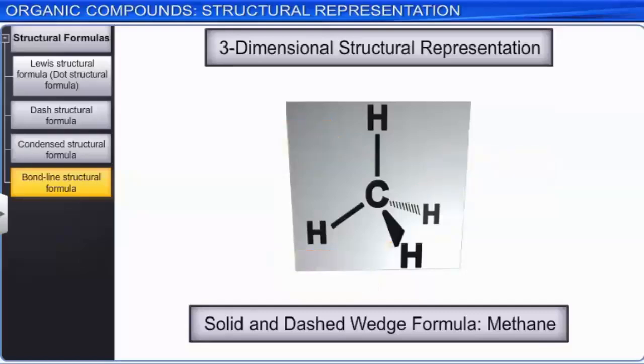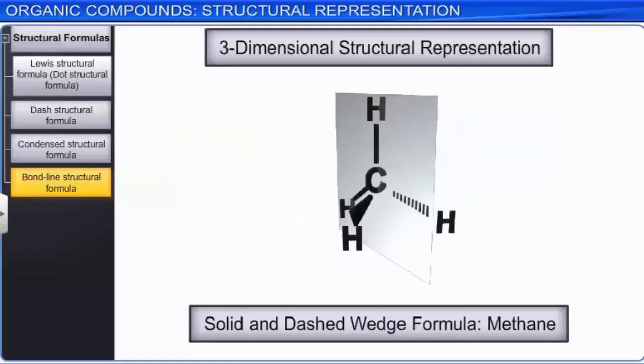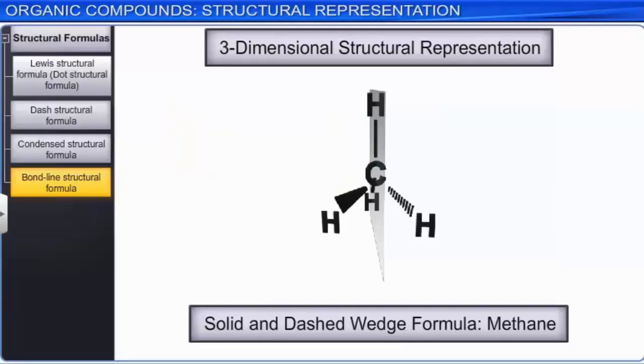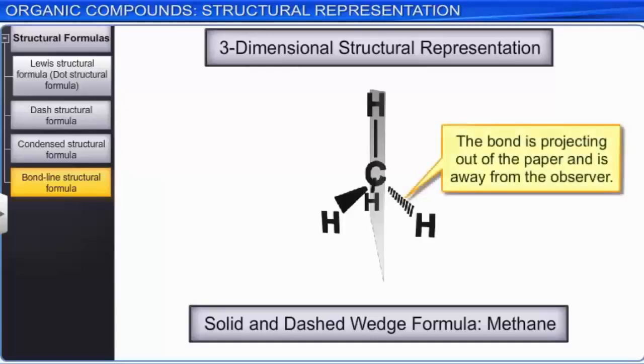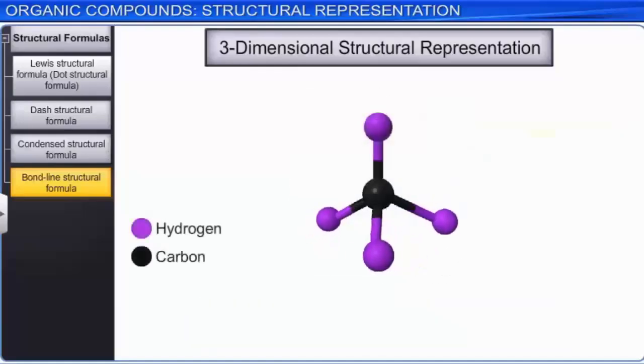A dash is used to mean that the bond is in the plane of the paper. A solid wedge means that the bond is projecting out of the paper and is towards the observer. A dashed wedge is used to mean that the bond is projecting out of the paper and is away from the observer. The 3D image for methane is shown here.